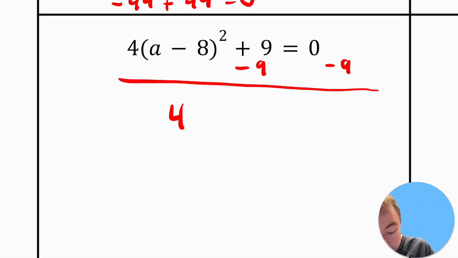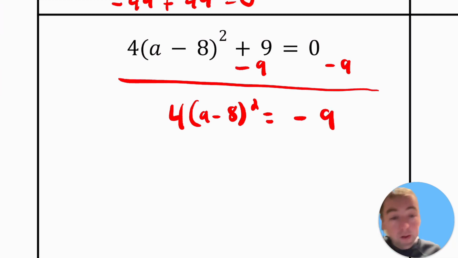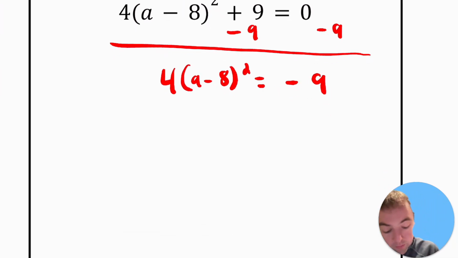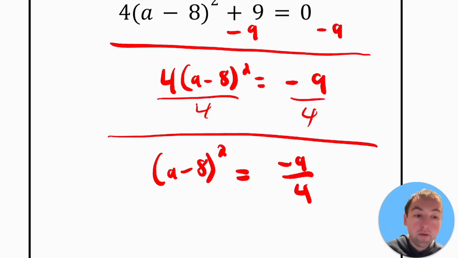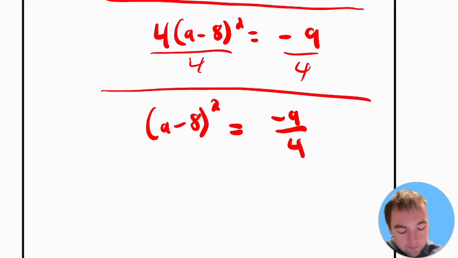So the result of just subtracting 9 gives me that, and then I'm going to divide both sides by 4, so that then finally we get this a minus 8, that quantity squared, alone, and that's going to be equal to negative 9/4, which we'll just leave as a fraction.